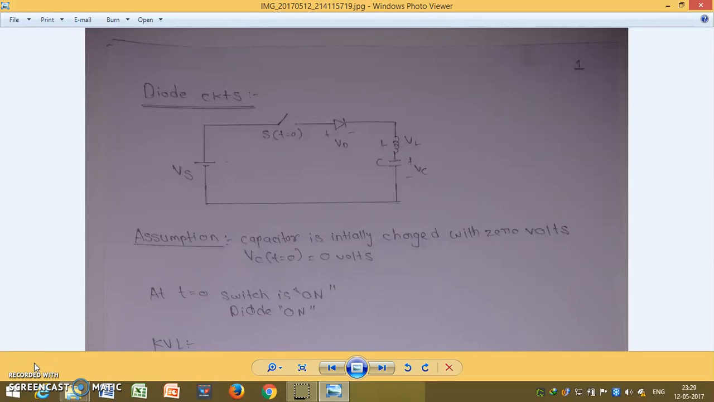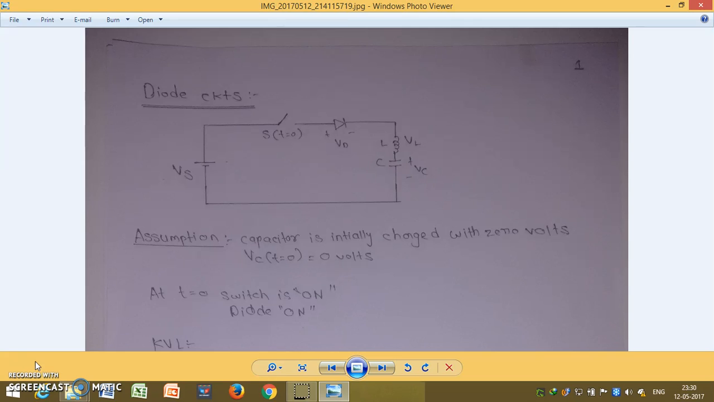Good morning, sir. Today we are discussing commutation circuit. But before discussing commutation circuit, we have to discuss some important points about diode circuit. Some equations come out from diode circuits which we'll use in commutation. So our main topic is commutation.